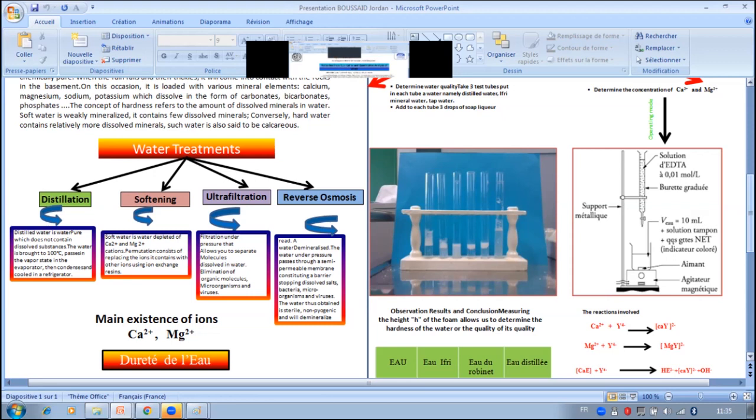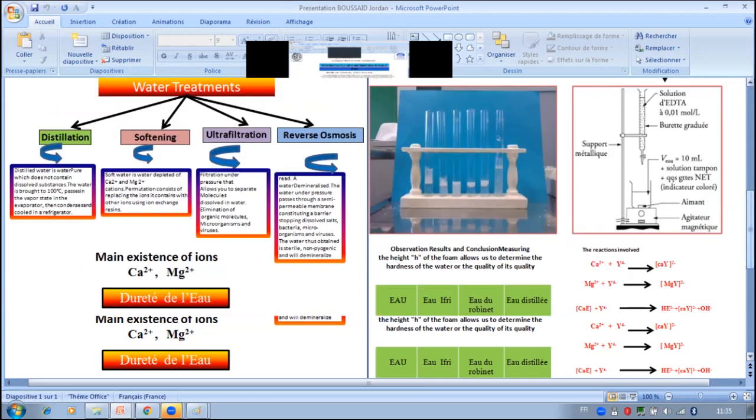Reverse osmosis. The water, under pressure, passes through a semi-permeable membrane constituting a barrier stopping dissolved salts, bacteria, microorganisms, and viruses. The water obtained is sterile, not polluting, and demineralized.